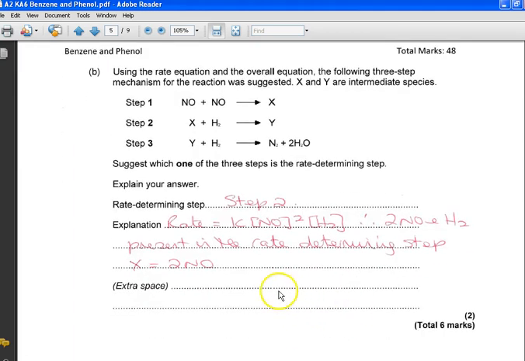Some of you have forgotten, obviously, that the rate equation gives you the rate determining step. So here we've got 2 NOs. In our rate equation, NO squared, which means we need 2 NO, and we need H2. So here's H2, here's your 2 NOs, so that must be 2 NO here, 2 NO, and so on.